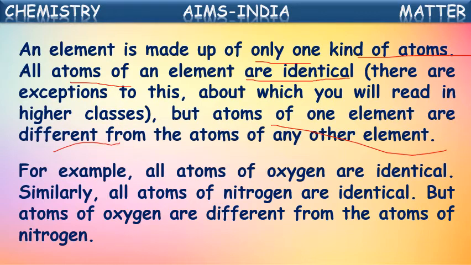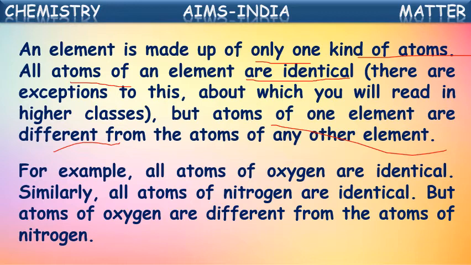If you take iron, only iron atoms will be present. If you take the element tin, the smallest particles we get by dividing are tin atoms. All tin atoms only will be present.